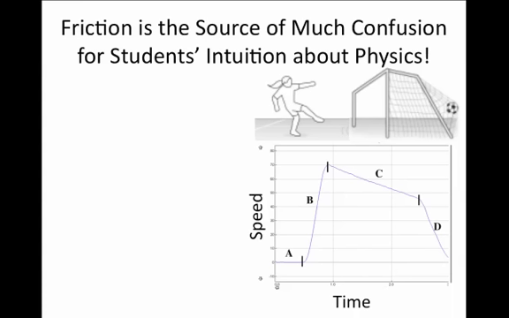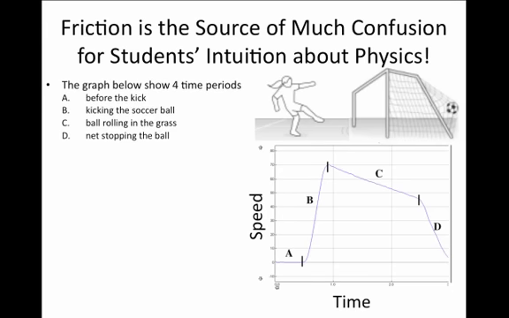Friction, though, is a major source of confusion for a lot of students because our experience about force and motion are somewhat at odds with the statement that an object in motion will stay in motion and an object at rest will tend to stay at rest unless acted upon by a force. The graph below might try to visualize what happens when someone kicks a soccer ball and it rolls along in the grass and slows down because of friction and then ultimately stops in a net.